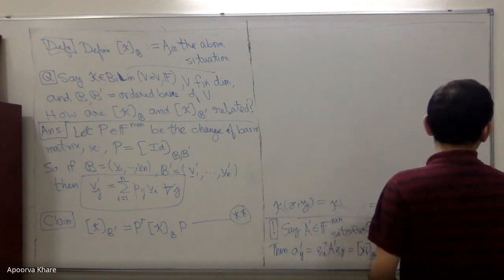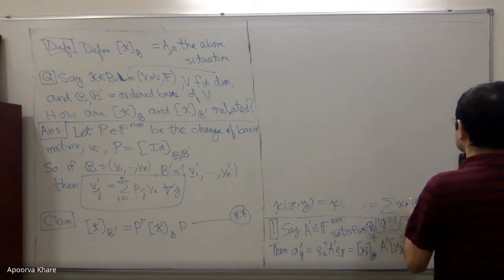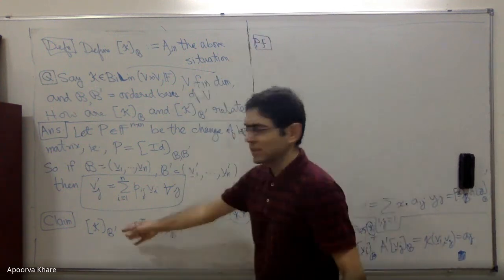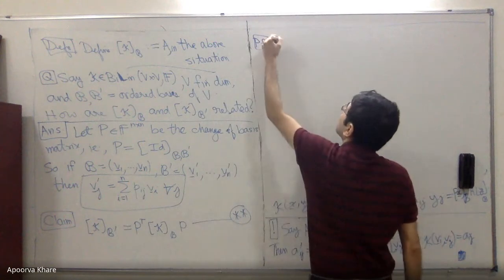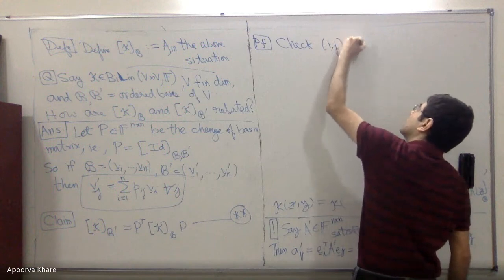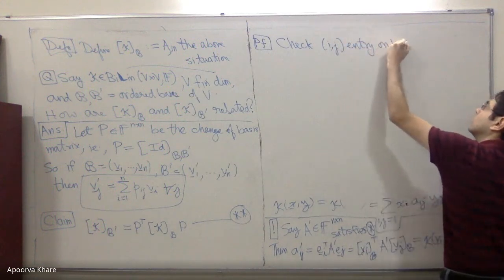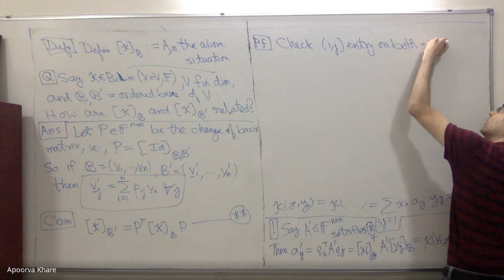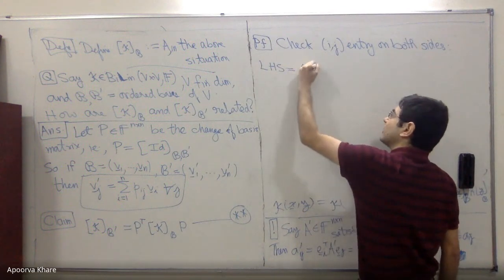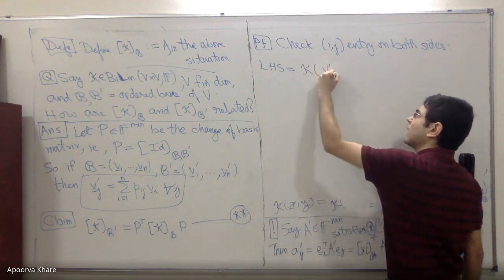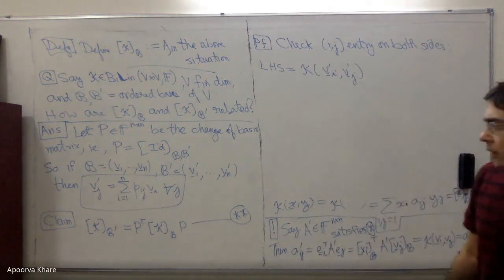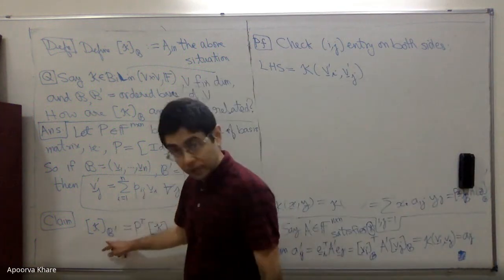Proof. First of all, it's enough to check the ijth entry on both sides. So the left hand side is kappa, as we already saw from this proof, it is kappa of v prime i, v prime j. That's the ijth entry here with respect to the basis.